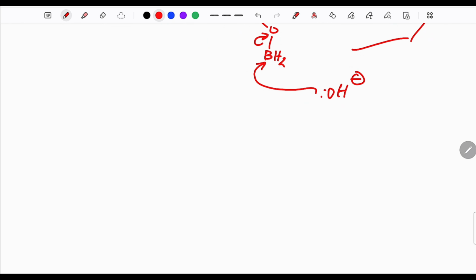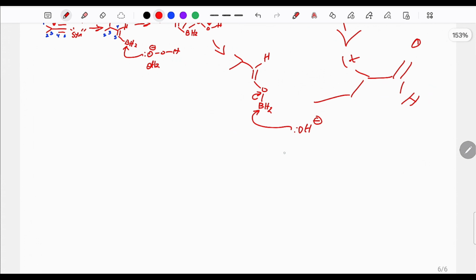Okay. Next we will, and this is the part that's a little bit different because now we have this negatively charged kind of oxygen. Okay.